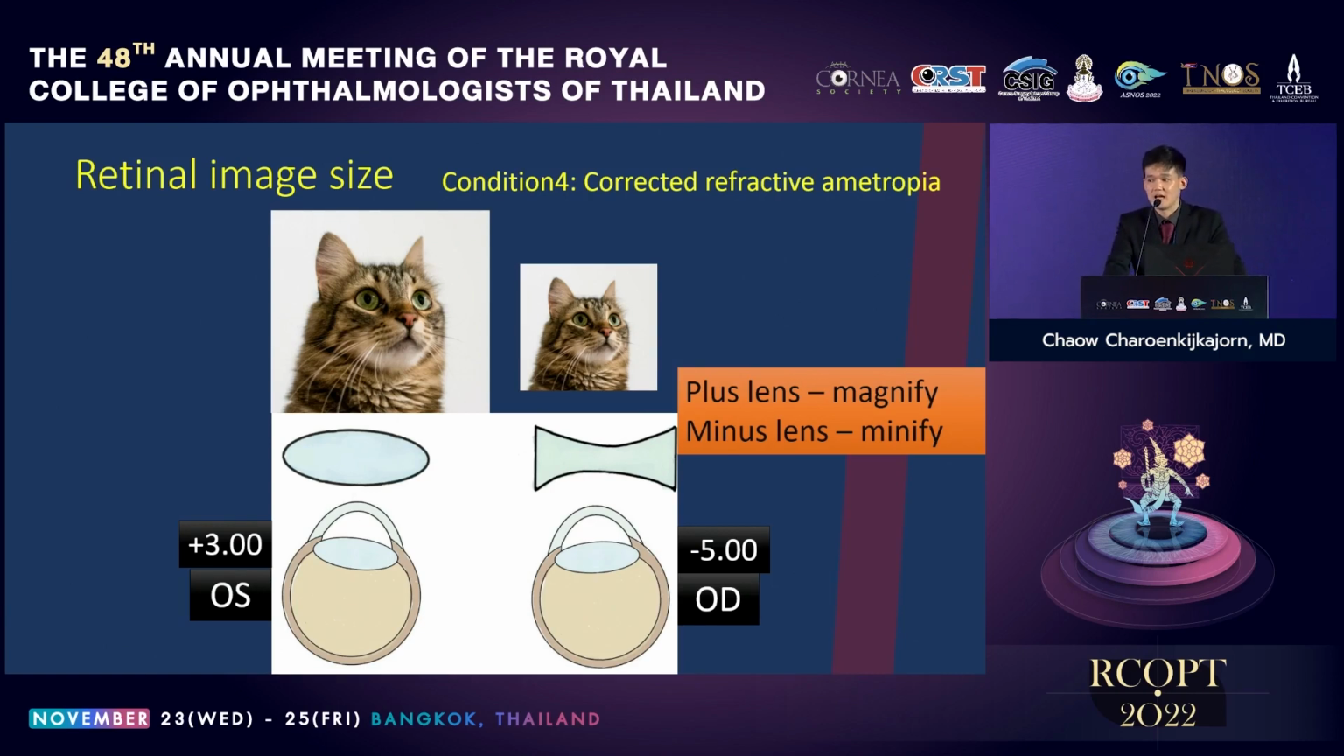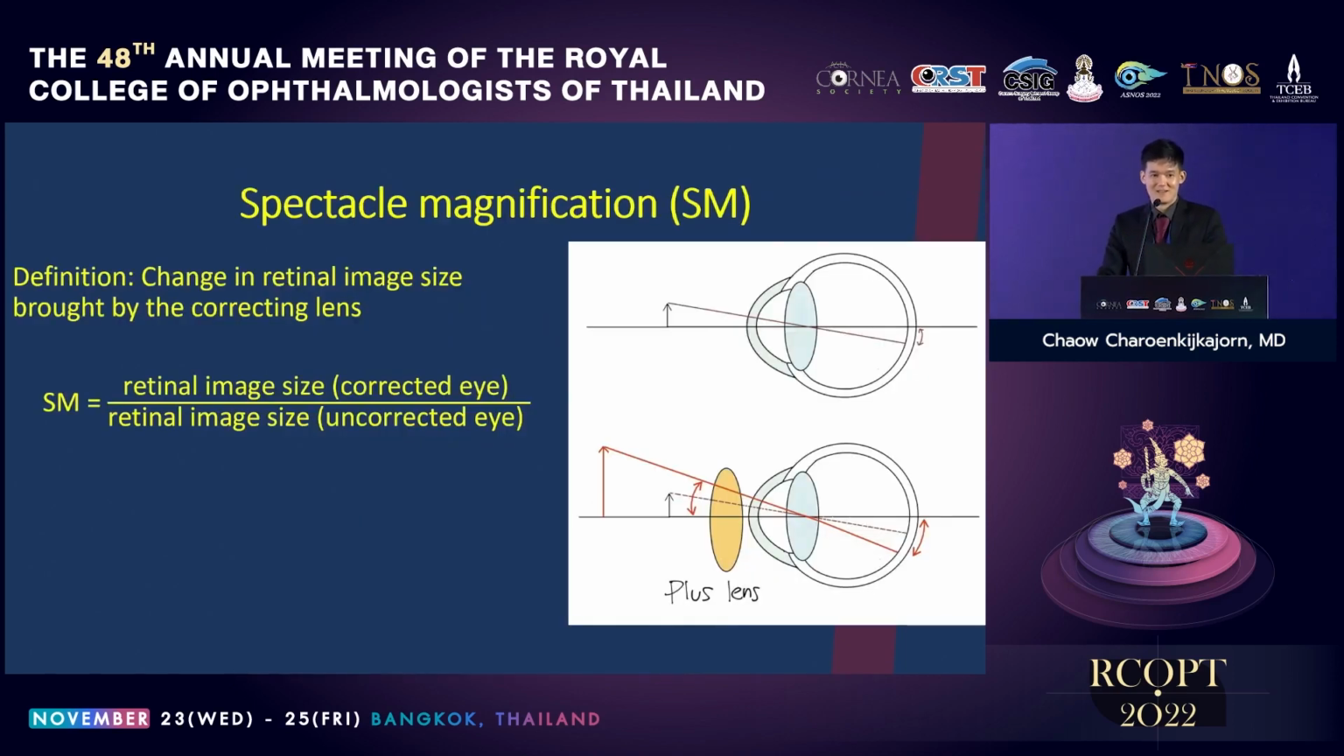So when patients have a difference in refractive error between the two eyes and we try to correct it with spectacles, this is when we're going to face aniseikonia, and this is the most common scenario that we see in the clinic. All right, and we can see that it's condition number 4 that is the problem for us because we try to correct it with a spectacle. So now in this section, we're going to go into how spectacles affect the image size, and we're going to learn about spectacle magnification.